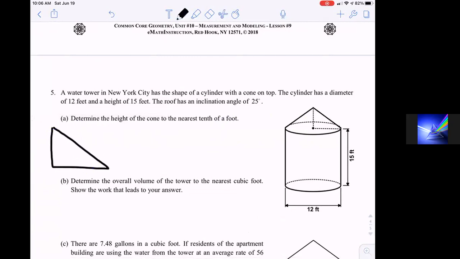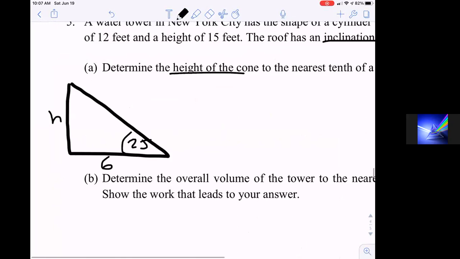We were told that the angle of incline is 25 degrees. I'll write that in here. And we're looking for the height of this cone, so we're looking for h. Now, the radius of the cone, this part right here, would be half of the 12 feet. So the radius would be 6, or the base would be 6. Anytime we have an angle and sides, we should be thinking right triangle trigonometry. This is the adjacent side. This is the opposite side.